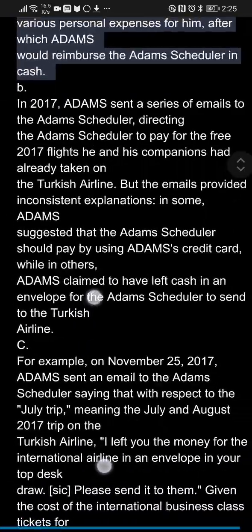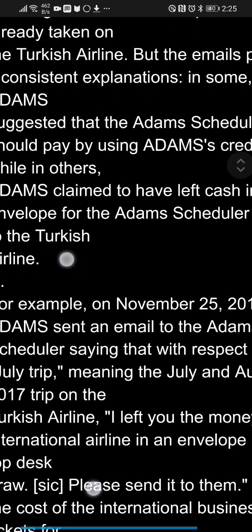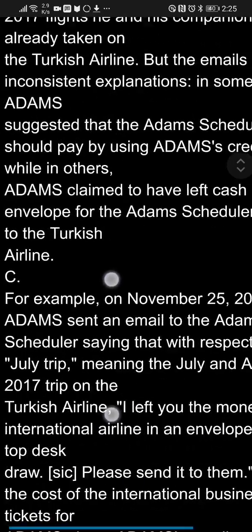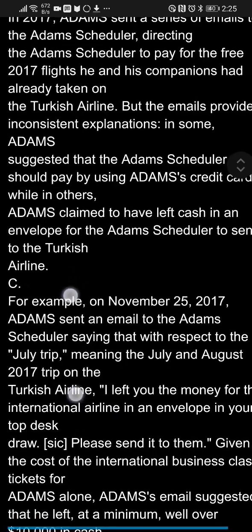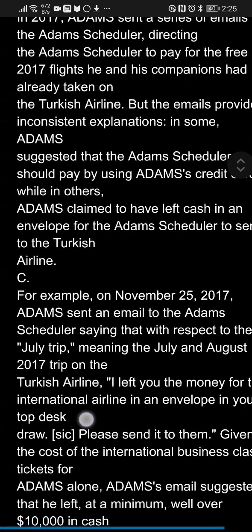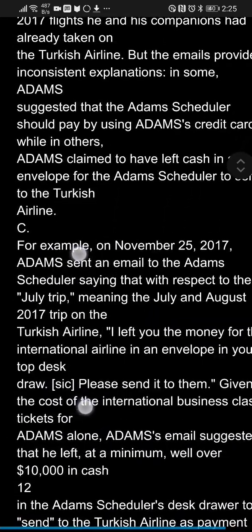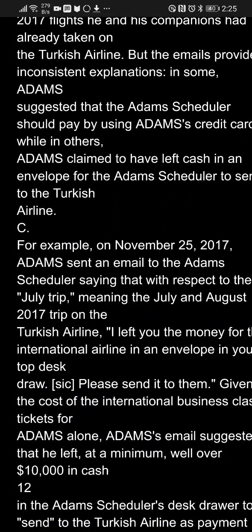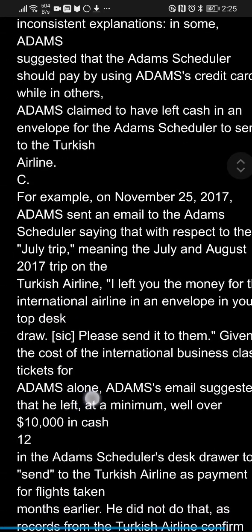For example, on November 25th, 2017, Adams sent an email to Adams' scheduler saying that with respect to the July trip, meaning the July and August 2017 trip, I left you money for the international airline in an envelope in your top desk drawer. Desk drawer. Oh, I guess it's misspelled. Draw. And please send it to them.